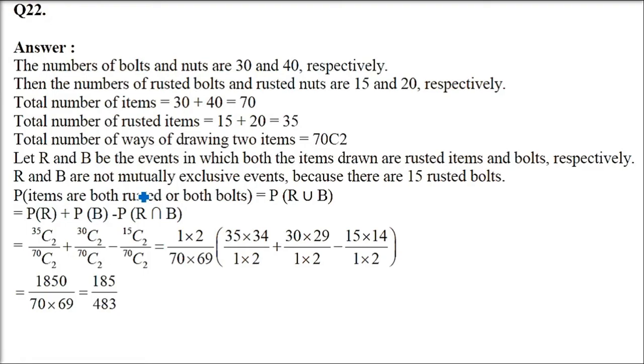Now question number 22. A box contains 30 bolts and 40 nuts. Half of the bolts and the half of the nuts are rusted. They are defective basically. If 2 items are drawn at random, what is the probability that either both are rusted or both are bolts? So let us make a box here.